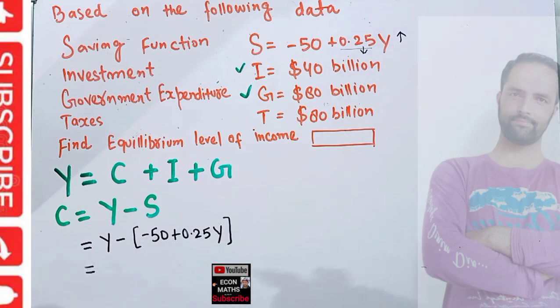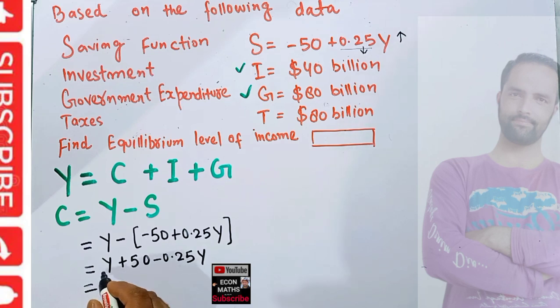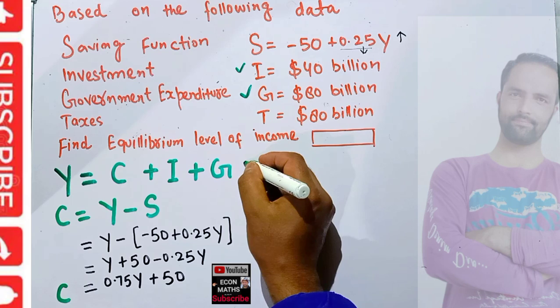So not going into further detail, we have y minus minus 50, that is plus 50, minus 0.25 y, okay? So this is y minus 0.25 y, and when I subtract 0.25 from 1, I will get 0.75 y, because these are the same terms, plus 50, okay? This is our consumption function, okay? So let me write it here.